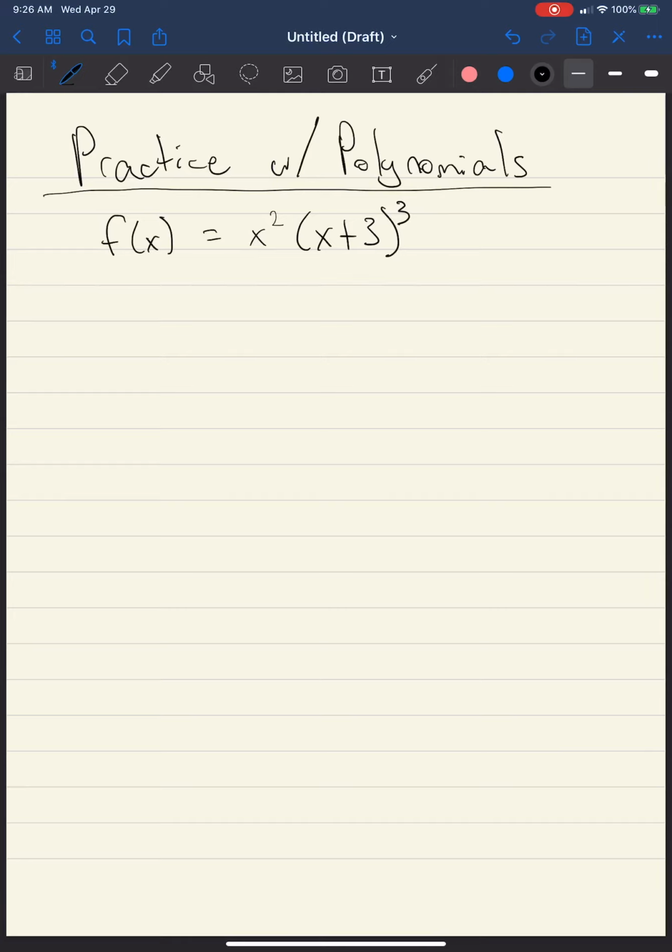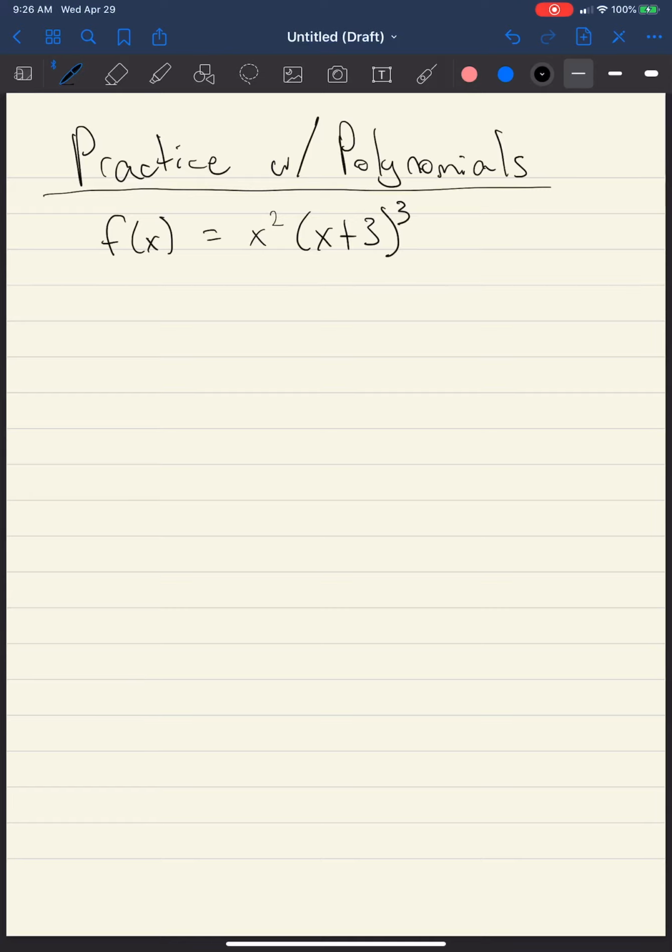So we're just going to continue on from that last video. We were talking about multiplicity, and we're going to practice that here. We did one where the multiplicity was odd for everything, so it was real nice and simple. Let's look at one where we have some even number. If we look here, we have x squared times x plus 3 to the third.